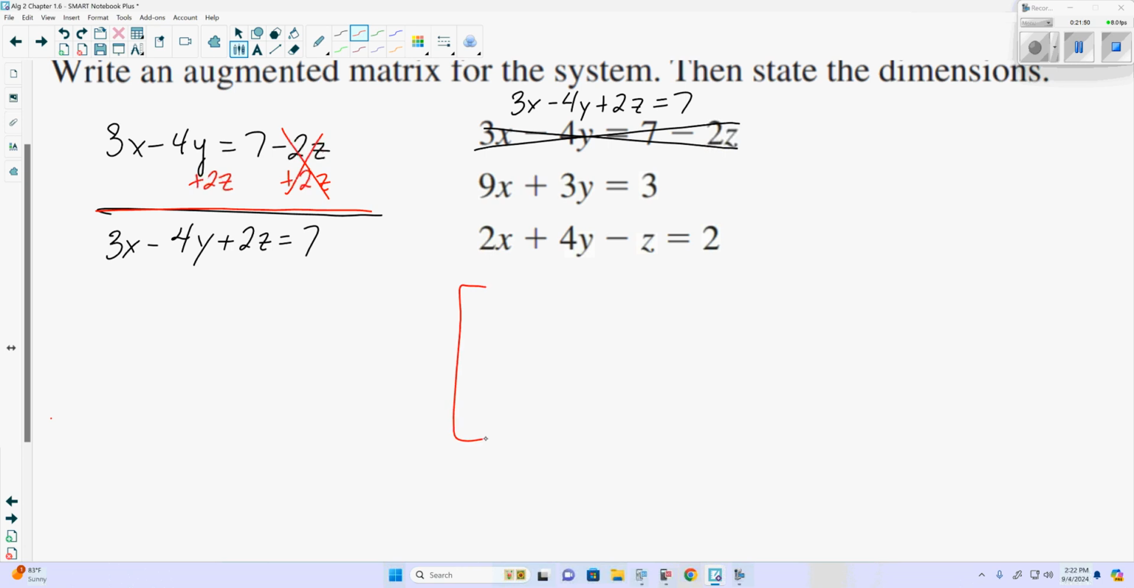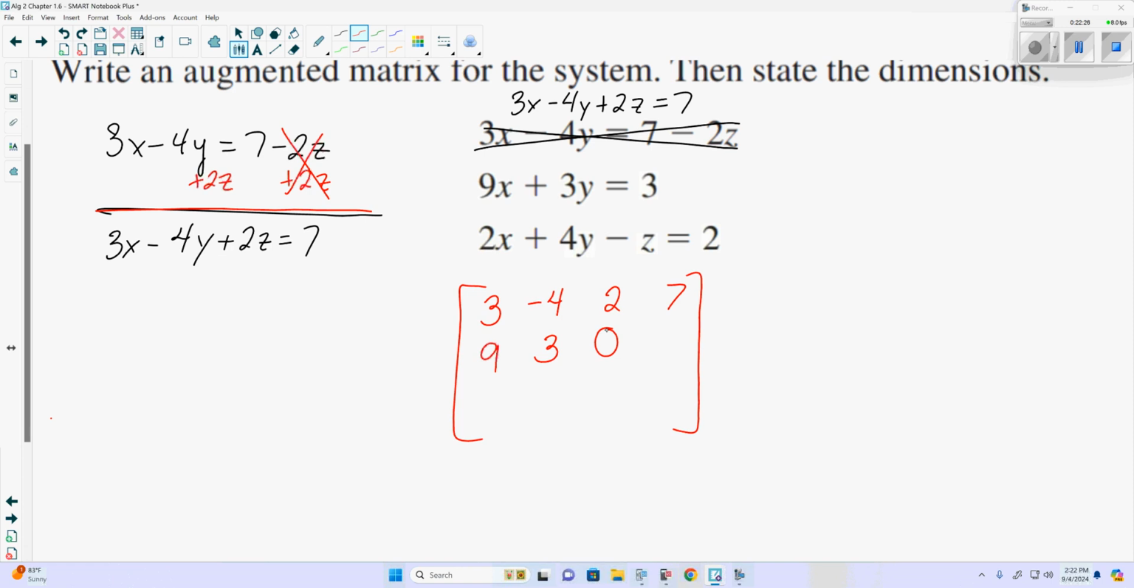I'm just going to mark it out in the problem and write it over the top, because that's our new equation, yes? Same equation, just written in a different way. All right, we ready to go with the first row. For our first row, we would have 3, negative 4, 2, and 7. Second row, x would be 9, y would be, z would be 0 because there is no z for that equation.